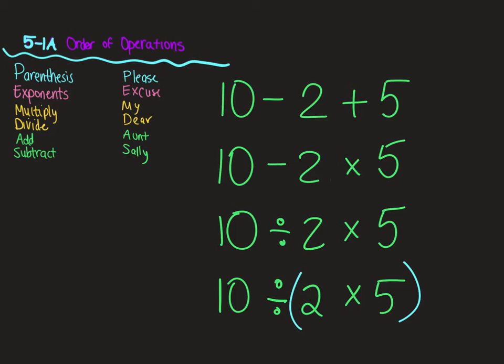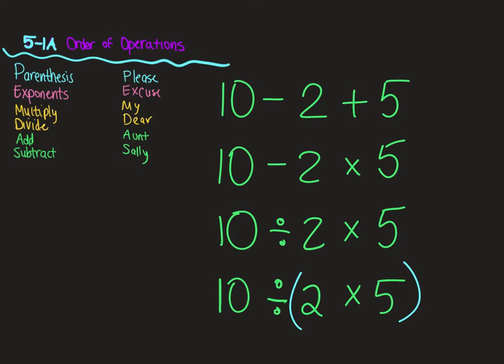Let's look at this question. I have an operation called subtract and an operation that's multiply. Subtract is down here, multiply is up here. Multiply is more important, is a higher ranking, so I need to multiply 2 times 5 first. 2 times 5 is 10. 10 minus 10 is 0. But I have to come back here and do this first. I don't do 10 minus 2 is 8 first. I do 2 times 5 first.